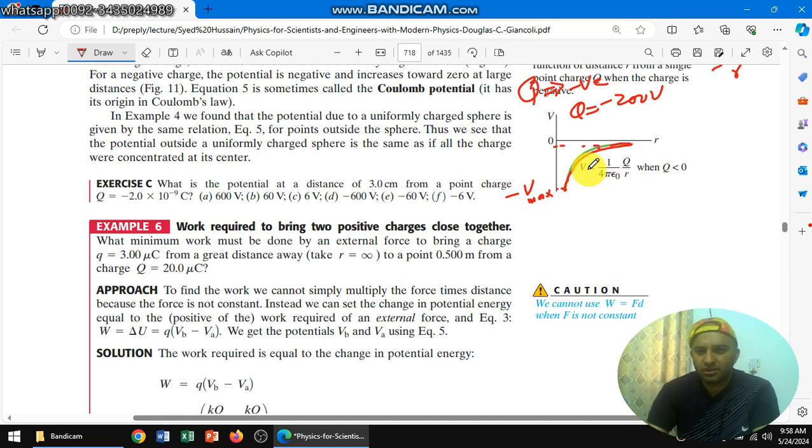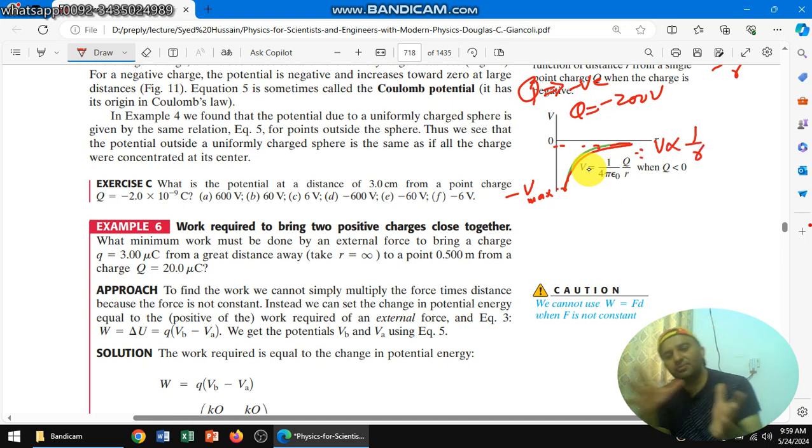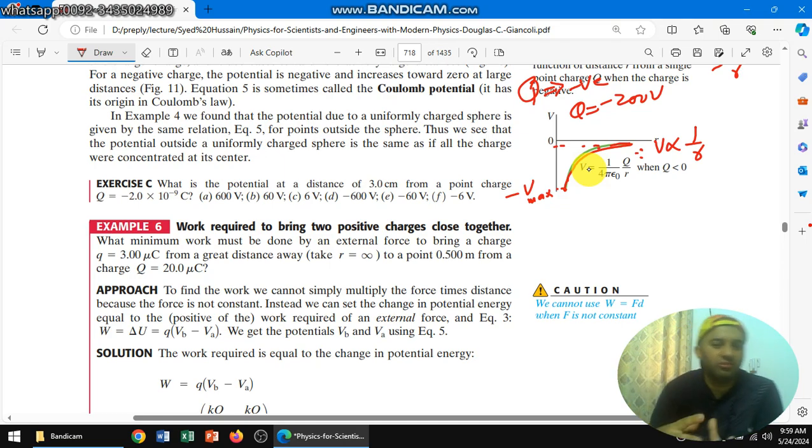So I hope this is clear. The potential V is inversely proportional to R. If Q is negative, the potential is negative, but it decreases in magnitude as we move away from the charge.